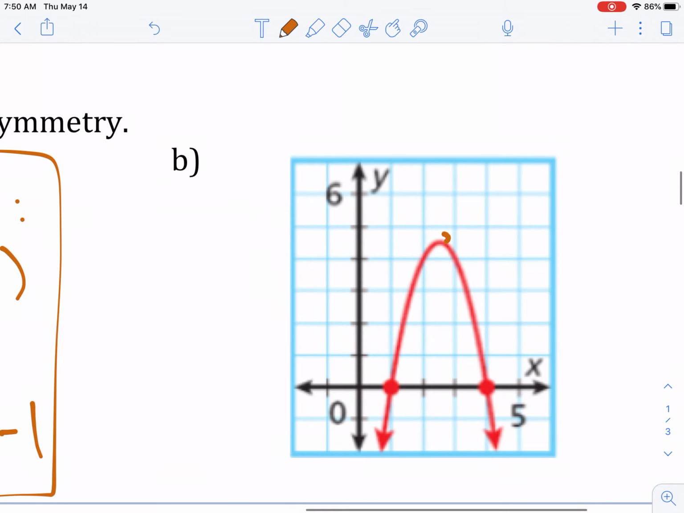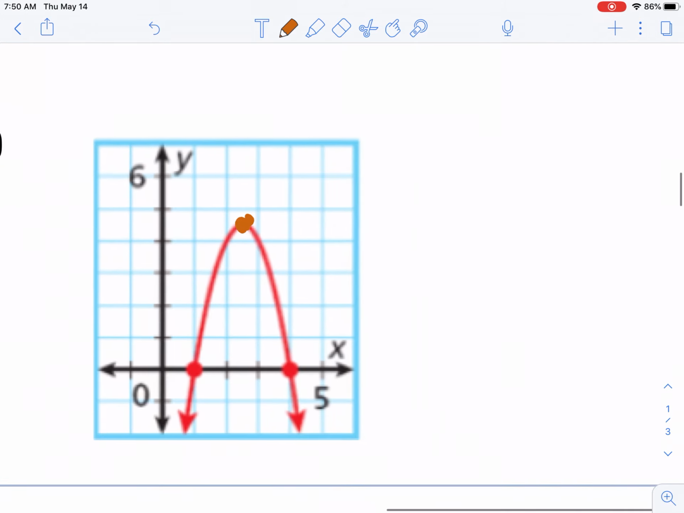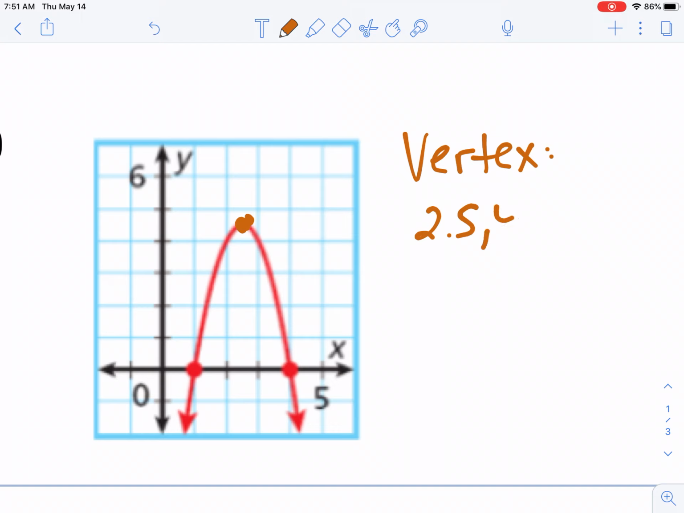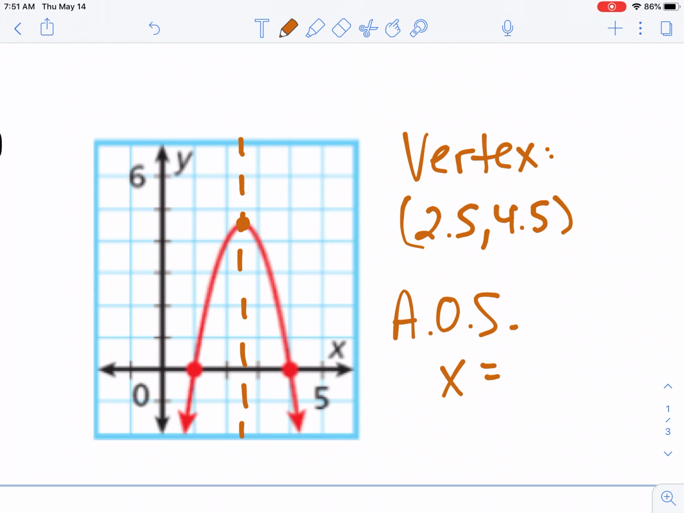This one, the vertex is up here, right? Let's do the vertex for this one. The vertex looks like 2.5, 4.5. It looks like it's about halfway, kind of in the middle of those boxes there, right? So the AOS, the axis of symmetry, is whatever that x value is. The x value of the vertex is 2.5. So that's the AOS.